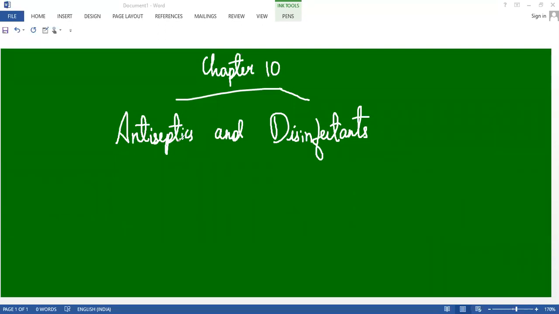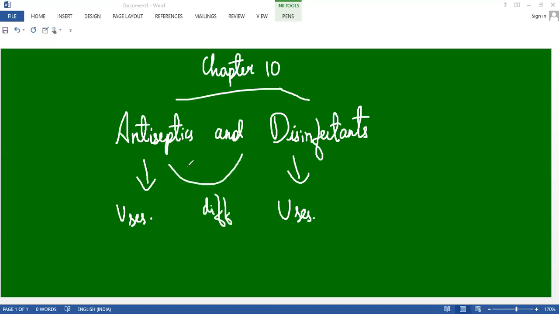Chapter 10, that is Antiseptics and Disinfectants. Under this chapter, we'll be learning what antiseptics are and what the uses of antiseptics are. In the same way, what disinfectants are and what the uses of disinfectants are, and we will also compare the difference between antiseptics and disinfectants. So let's learn first about the antiseptics.